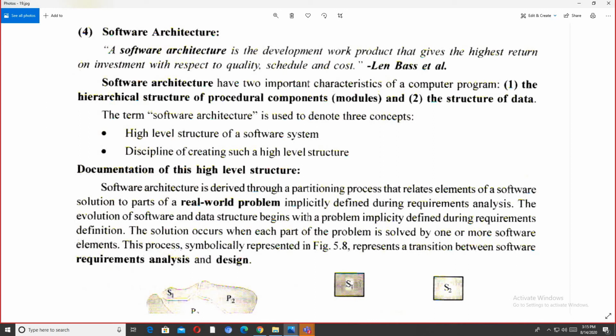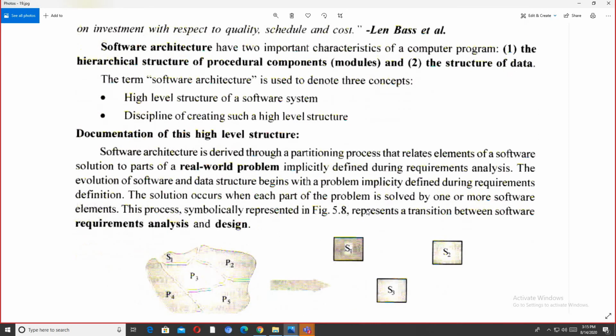So it means the high level structure of a software system. What does it mean? Whatever we have derived through our requirement analysis and software design, a structure will be created of a software system. That will be a high level detailed structure, and there is the discipline of creating such a high level structure. So these two concepts will always be there in a software architecture system.